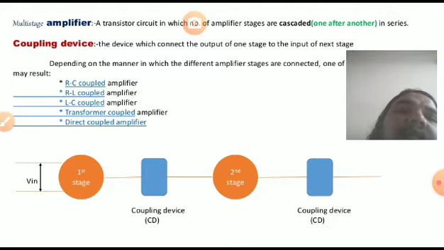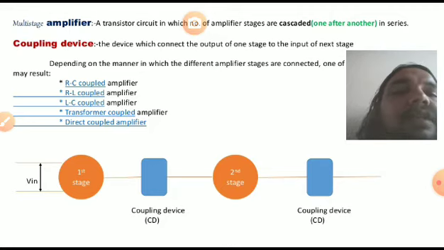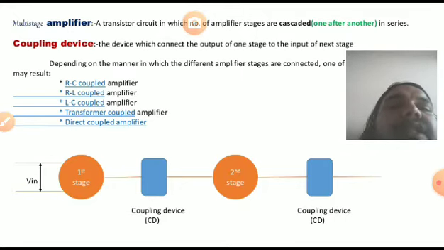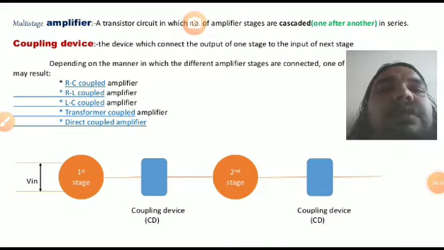In the multi-stage amplifier shown in the diagram, between the first stage and second stage the coupling device will be there. The coupling device is connected to the first stage amplifier output, and then connected to the second stage. In between the first stage and second stage the coupling device will be there.